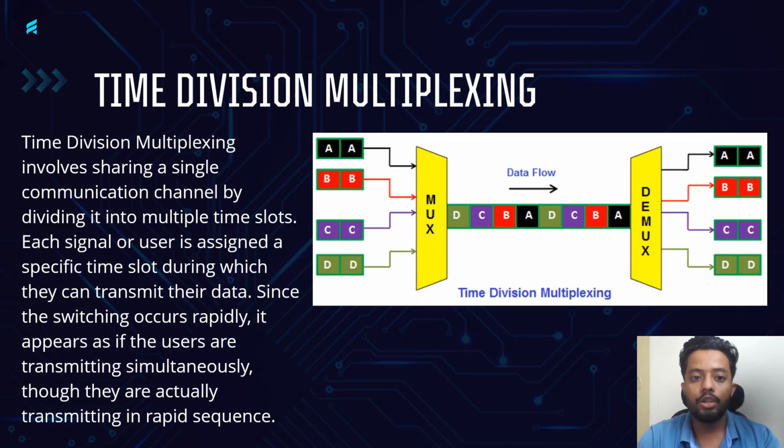Third, and the most important, is time division multiplexing. It involves sharing a common communication channel by dividing it into multiple time slots in which users can transmit their data. Since the switching occurs very rapidly, it appears as if all the information is transferred simultaneously.